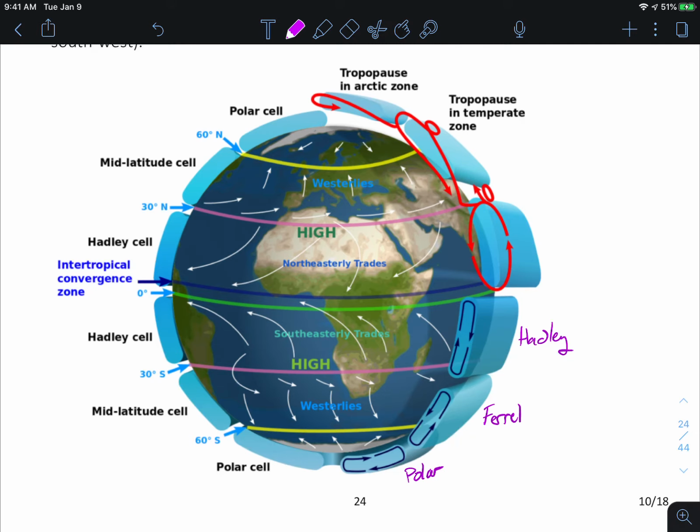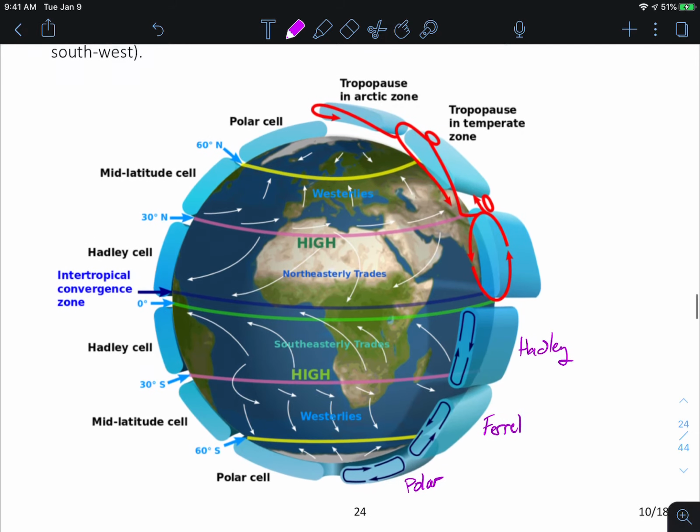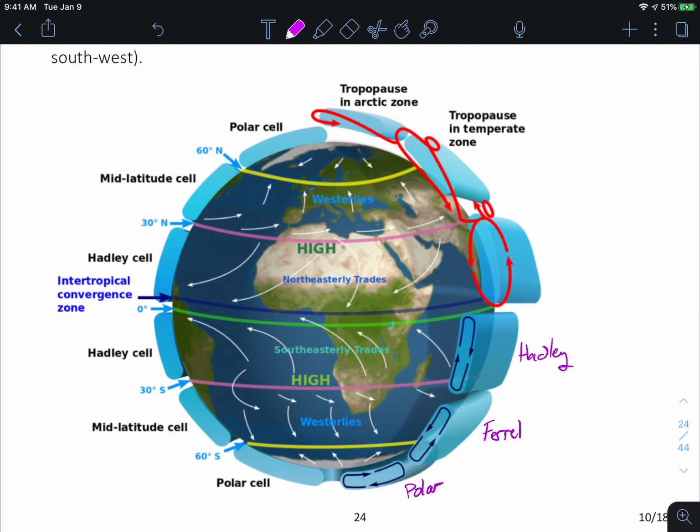They've called it a mid-latitude cell, but in our nomenclature we've used the Hadley and Ferrel cells. And we're going to ignore these red arrows. We're going to focus on the cells. Now, once we take into account the movement of the Earth as well, then these cells are, of course, in the up direction.